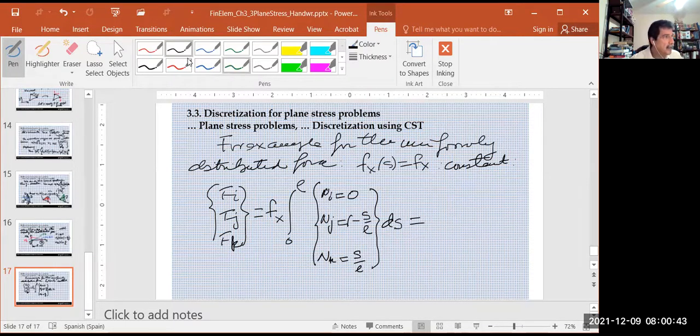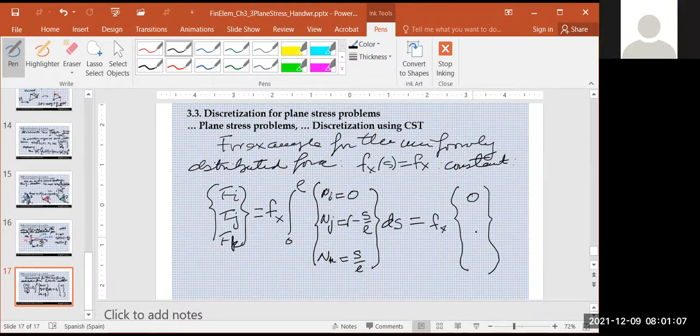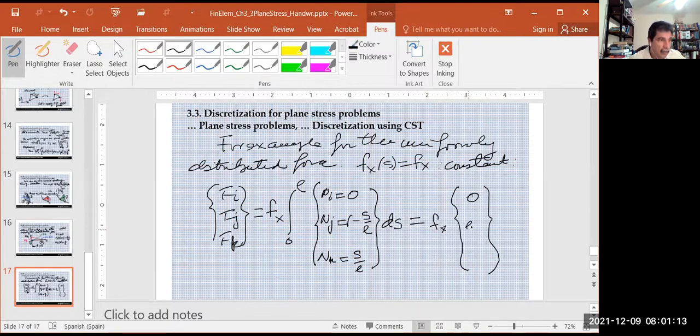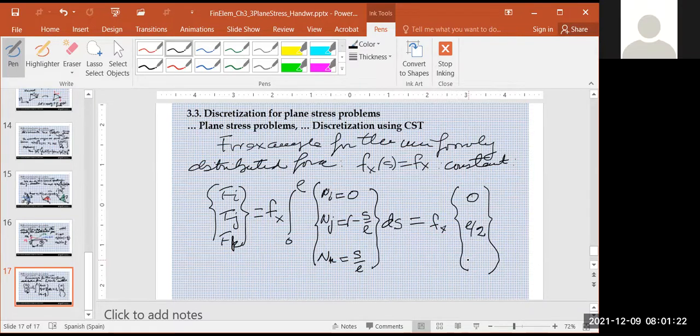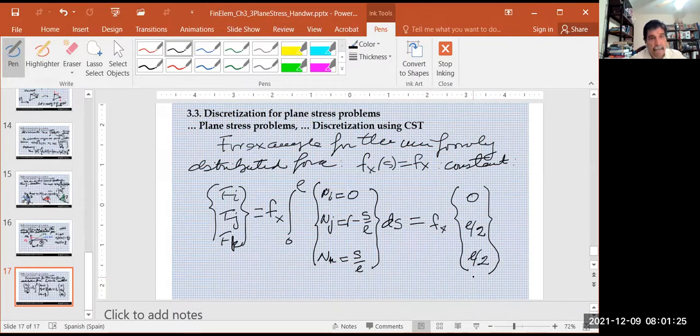So the result is going to be, of course, 0 for the first one. One over 2, L over 2, because it's integrated in L. L over 2. Ms. Vega, what did you get? L over 2. Exactly. Make sense?